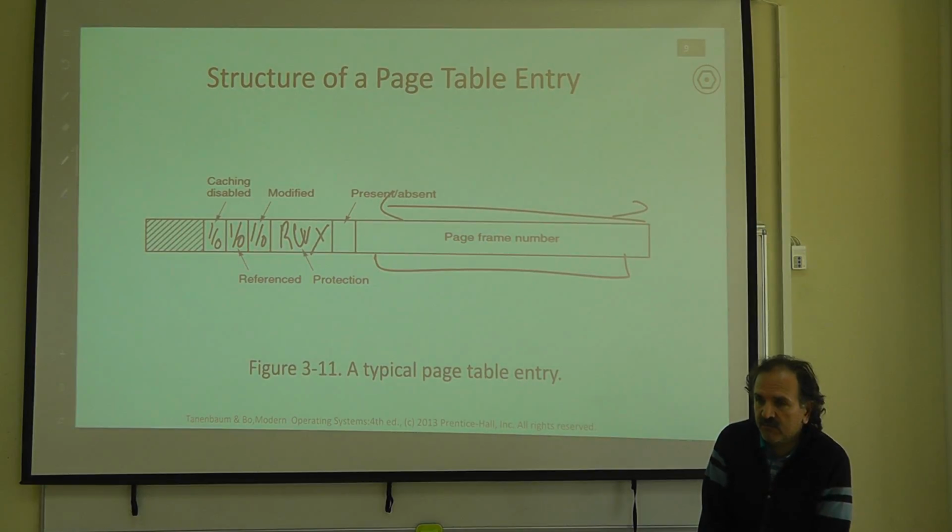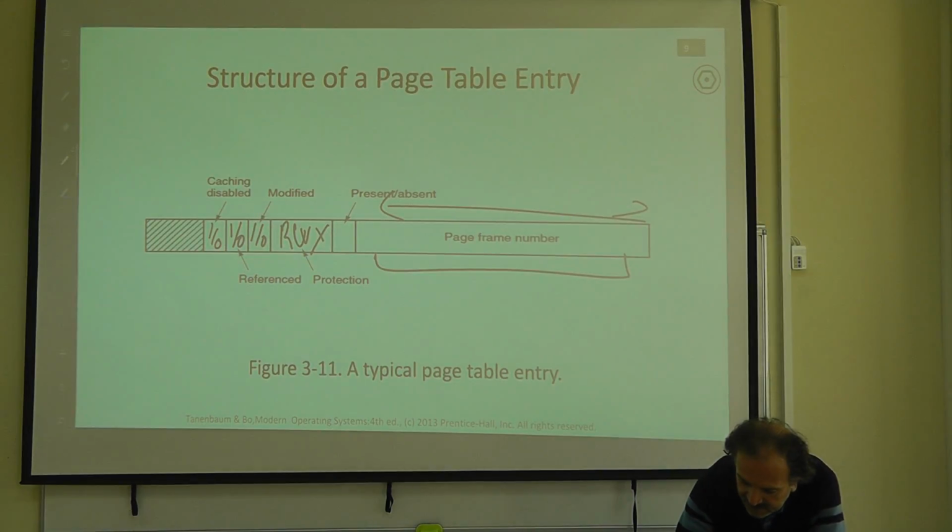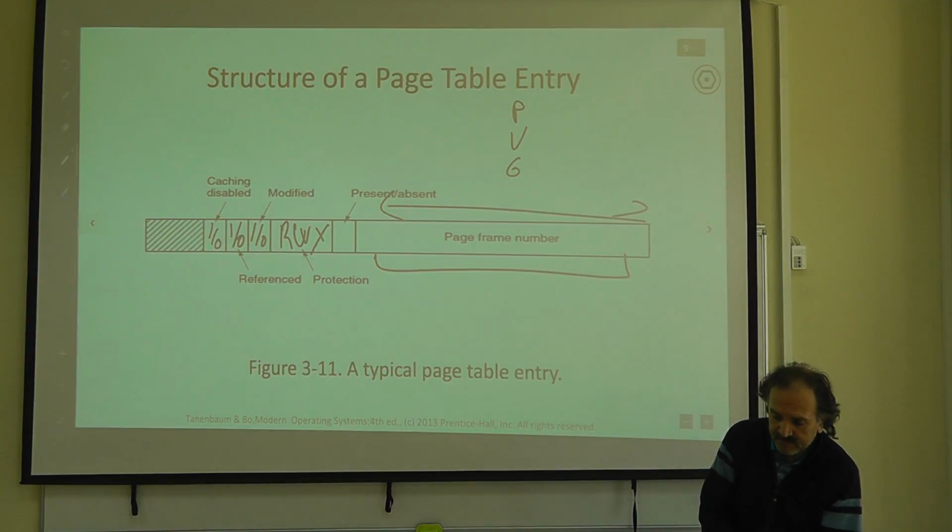What is the page frame number size? What do I have now? I have the physical memory size, I have the virtual memory size, and I have the page size. Okay? Let's say P is the physical memory size, V is the virtual memory size, okay? And G is the page size.